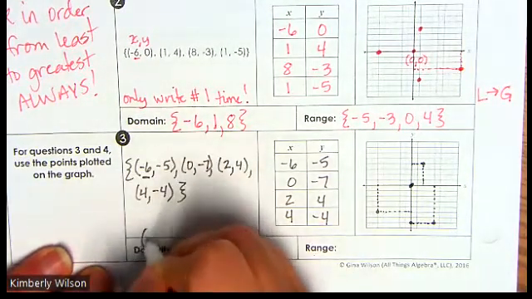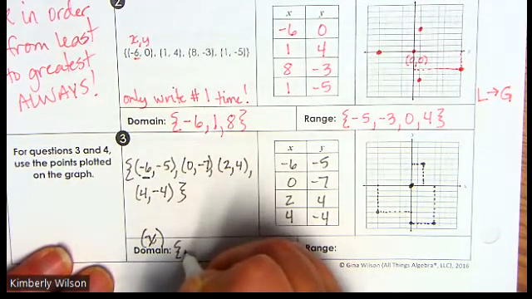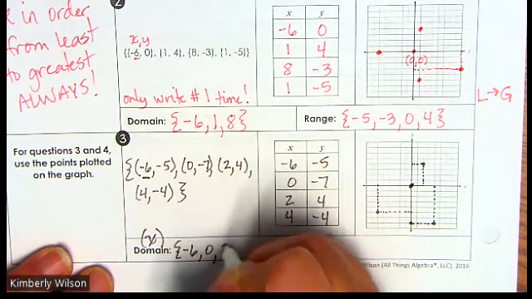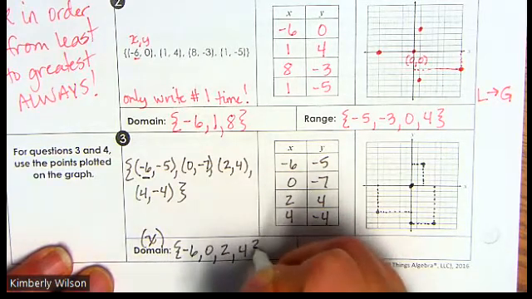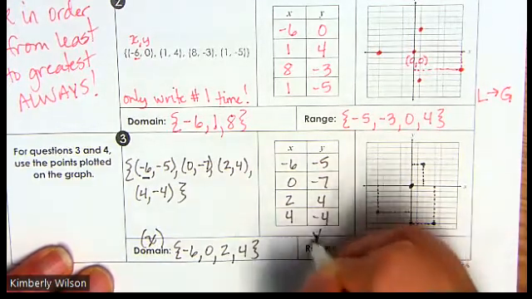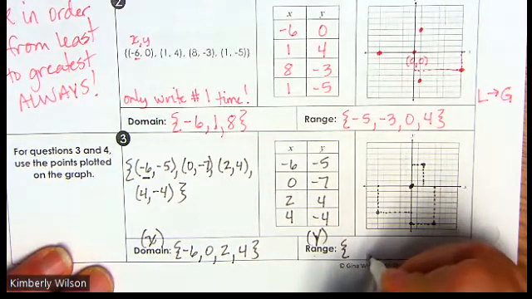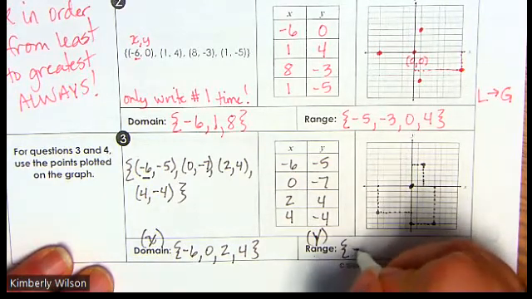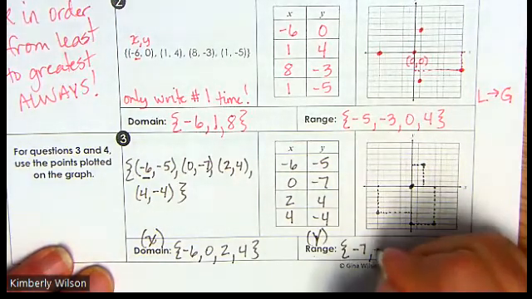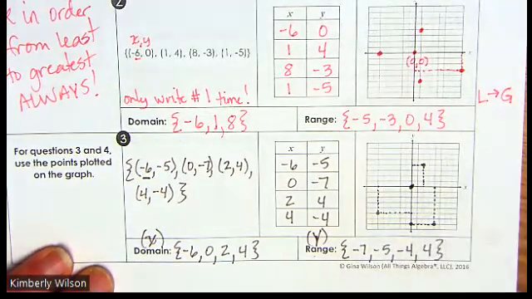Now the domain, that's where I'll list the X values. So remember, domain is X. And it's in order from least to greatest. So I have -6, 0, 2, 4. Notice none of these repeated. Range is the Y. Okay, and then we remember we put these in order from least to greatest. So -7 is the smallest because it's the farthest away from 0. -5, comma, -4, comma, 4.